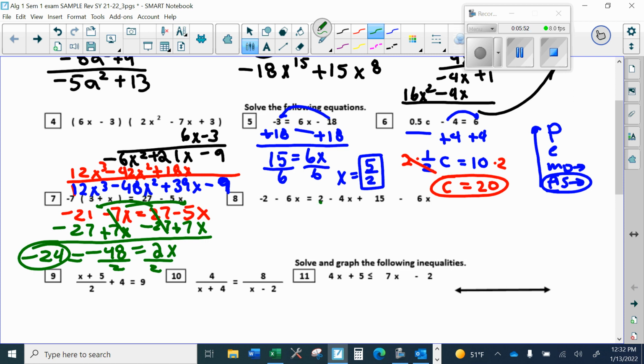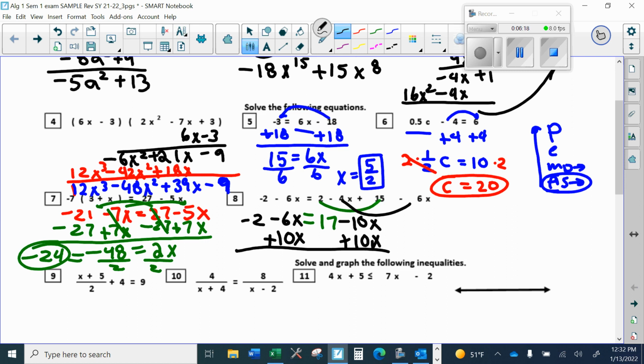Okay, number 8, I'm going to combine like terms first. That's 17. -4x and -6x is -10x. It's just integers. And I have -2 minus 6x. And again, I ask myself, is -10 or -6 smaller? -10 is smaller because it's to the left, so that means I'm going to add the 10x across. So I end up with a positive coefficient.